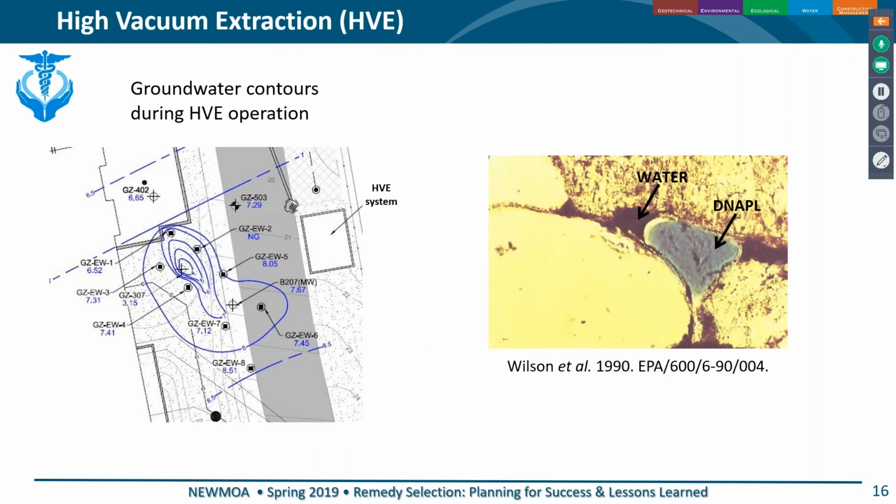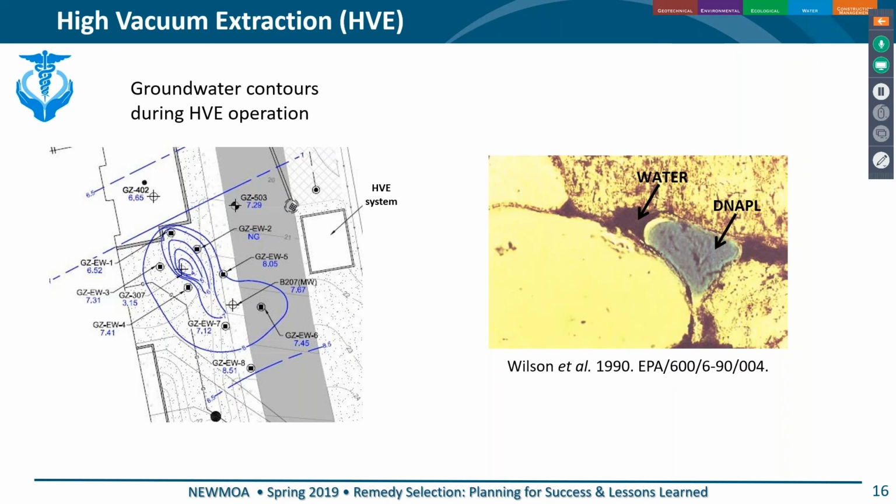So you're looking at the containment area, and those groundwater contours are showing the time when the HVE system was in operation. The reason that we chose HVE rather than just an ordinary pump and treat is, I love this picture. It's one of my favorites.